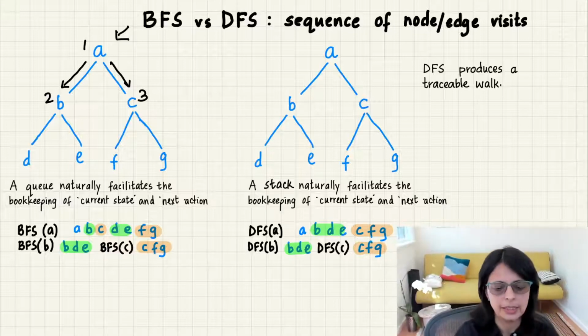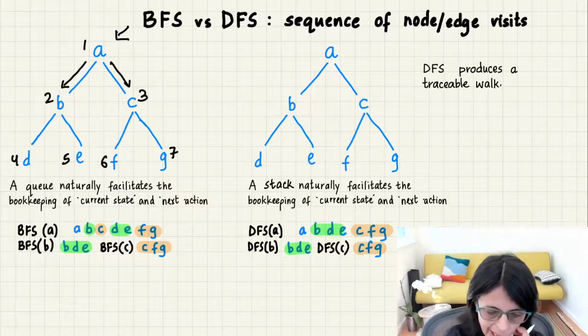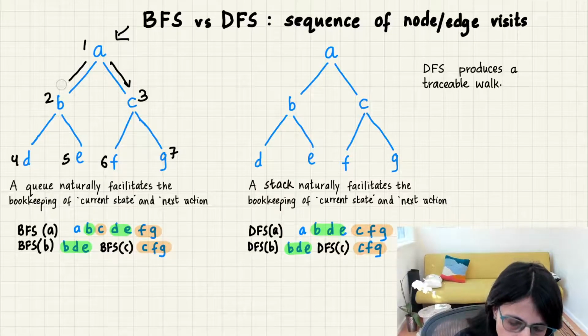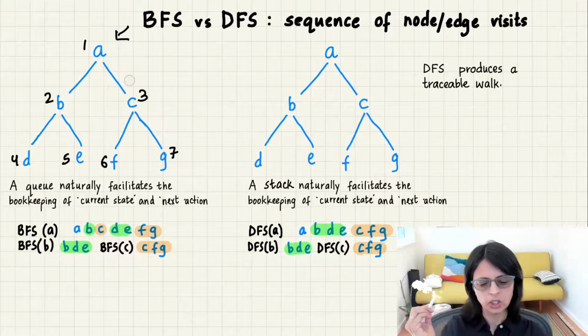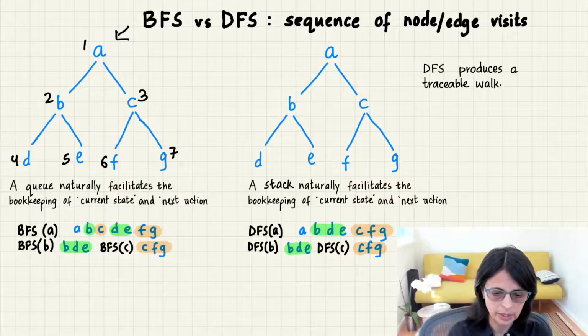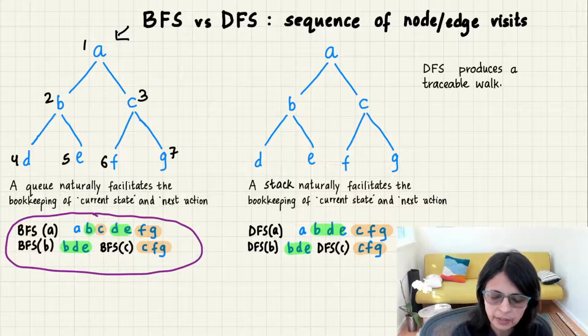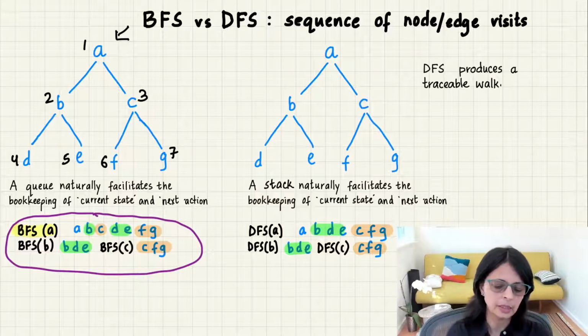Now we are going to visit D, E, F, and G. So that's going to be 4, 5, 6, and 7. And I think there's no need to worry so much about edge walks right now for breadth first search. So I just want you guys to look at this. Breadth first search of A is going to visit the nodes in the following sequence: A, B, C, D, E, F, G. And we already know that, and I've put that sequence at the bottom here. Let me circle that. So this is BFS of A, B, C, D, E, F, G.